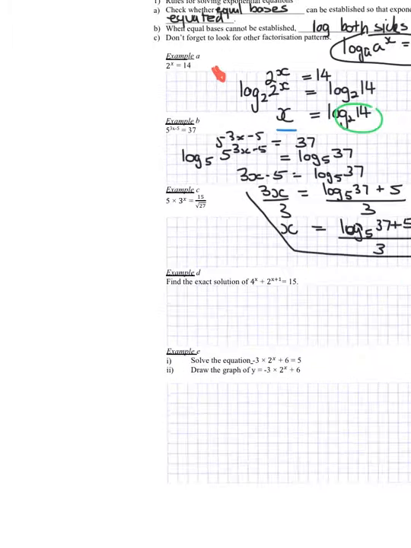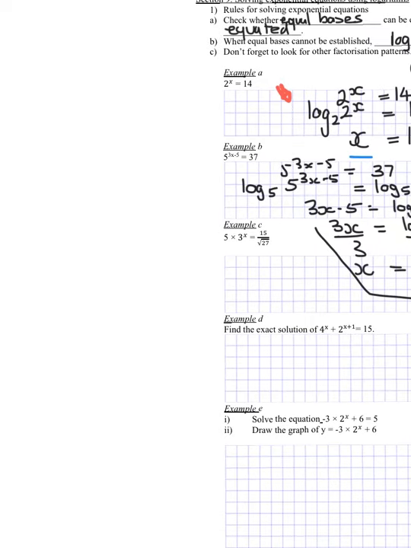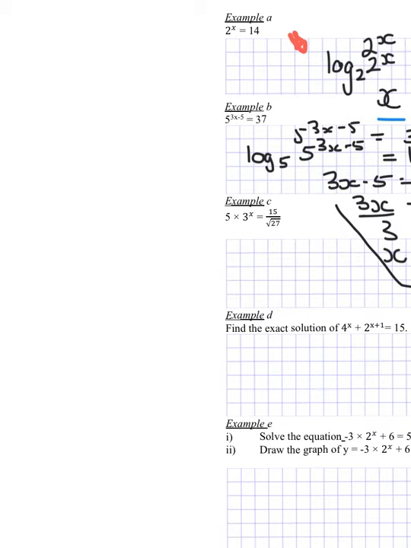Hopefully that makes sense. I'm running out of room over here, so I'm going to sneak over to the side, but hopefully you've managed to write a bit smaller than I have. This one's a little bit different. We've got 5 times 3 to the x equals 15 over 20 root 27. Before we go straight into it, hopefully you can see that those numbers are sort of all related to each other. And you should be able to see that 5 is an actual multiple of 15.